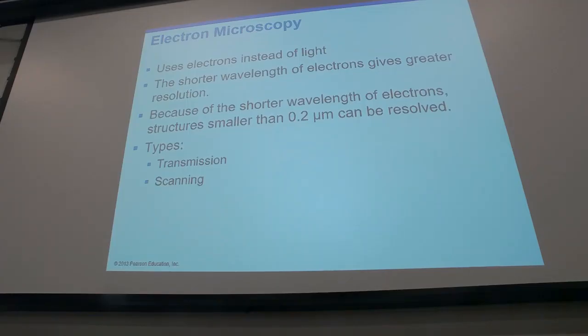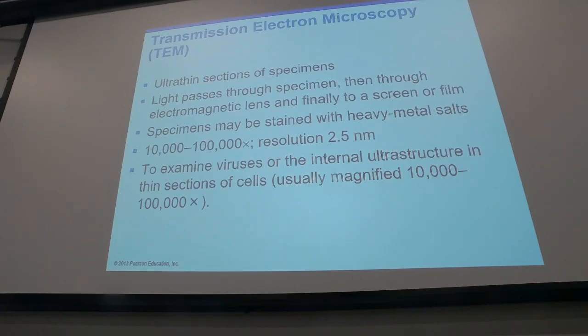A scanning electron microscope lets you look at the surface of an entire object, while the transmission electron microscope lets you see the internal structures of a thin slice of a specimen. So TEM uses ultra-thin sections of the specimen, which sometimes can be coated with salts of heavy metals to prevent damage of these structures, because heavy metals resist the heating of electrons more. And then with these, you can magnify up to 100,000 times at a resolution of 2.5 nanometers.